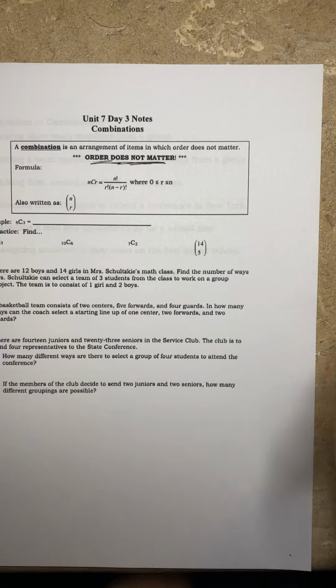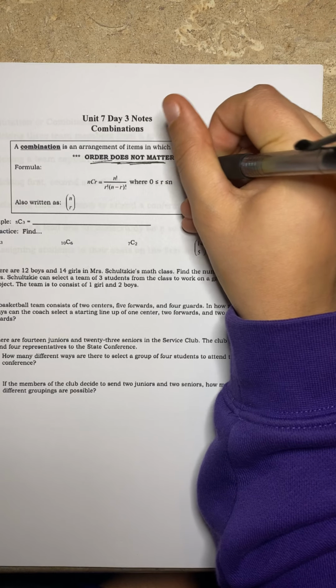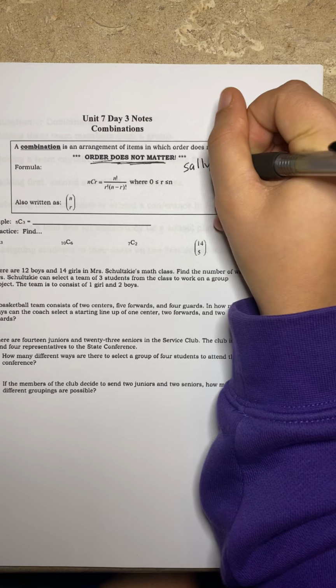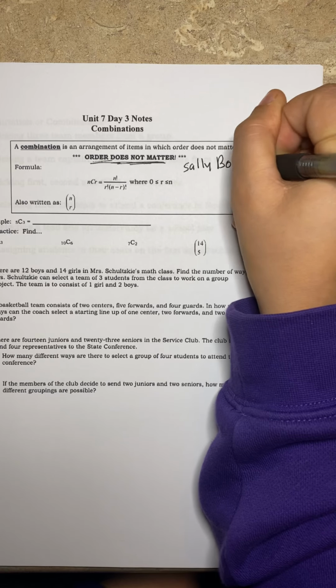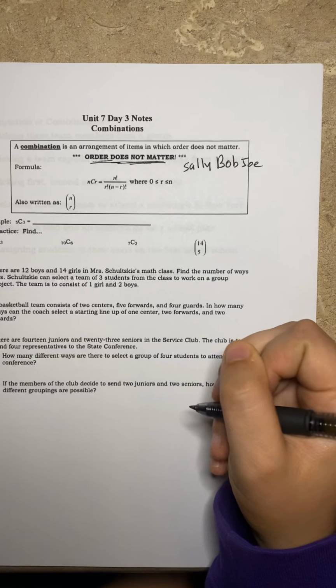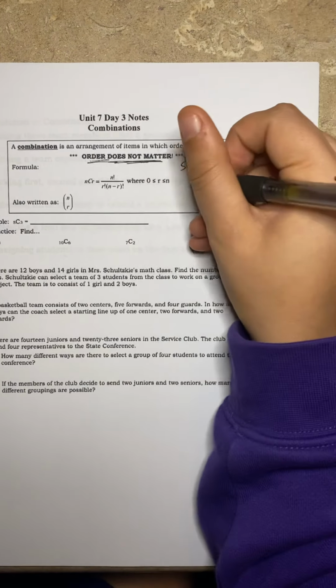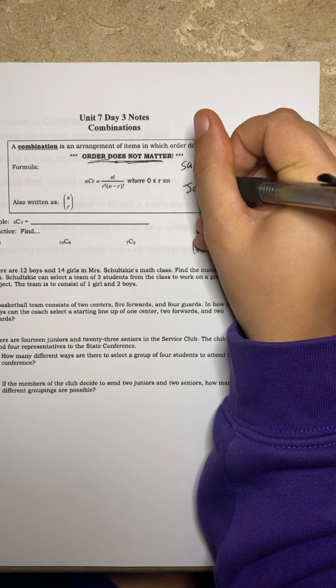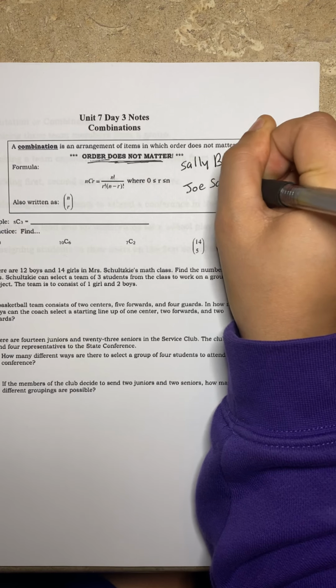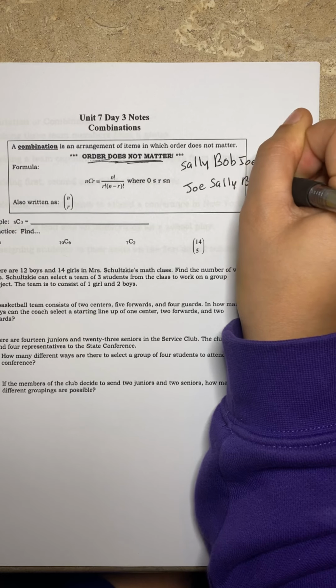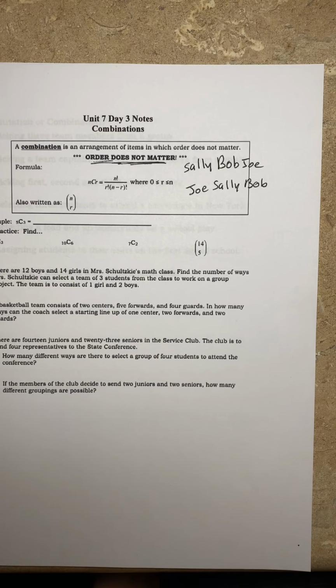So like, for example, if I seat Sally, Bob, and Joe together, it doesn't matter that I write them as Sally, Bob, Joe, or if I do it Joe, Sally, Bob. Okay? They still have the same people. They're still all sitting together, but they're in a different order. So it does not matter because I still have those three people together. And so that adds a difference to our equation.